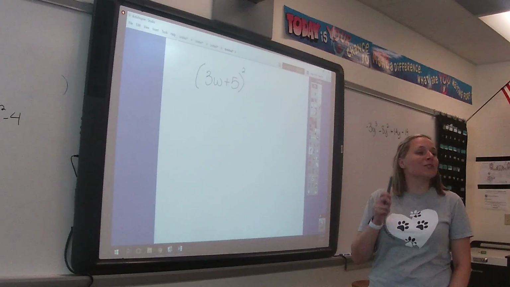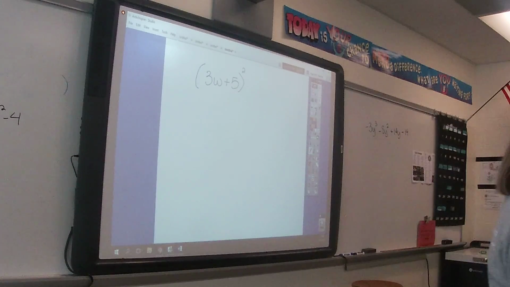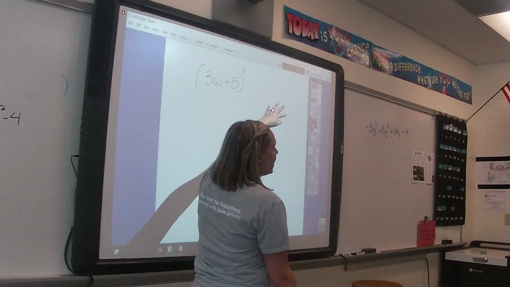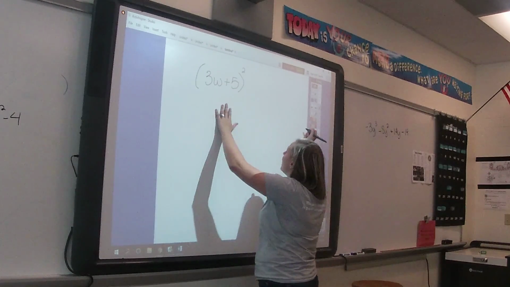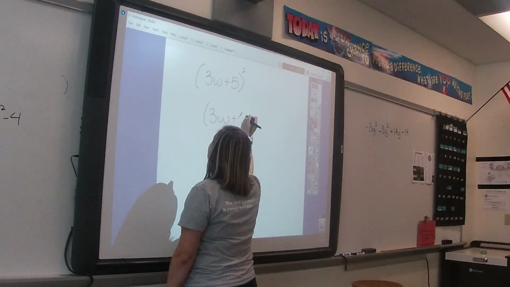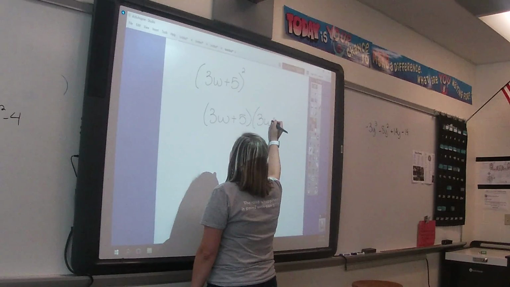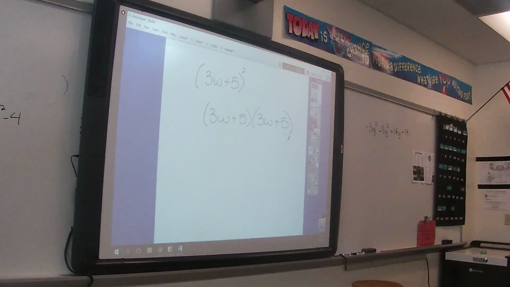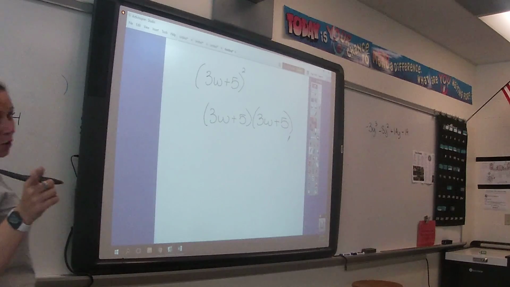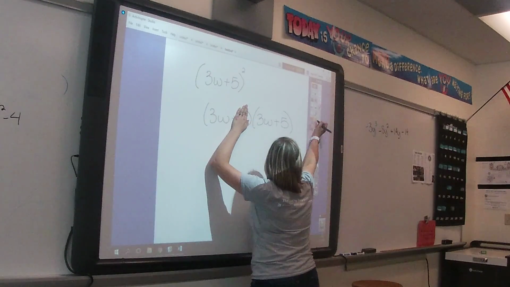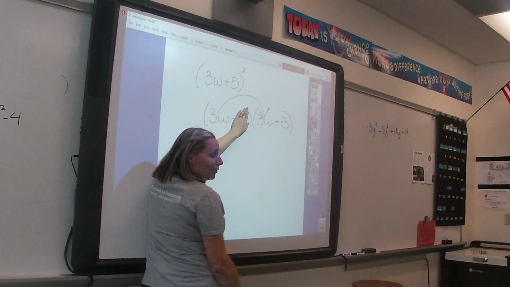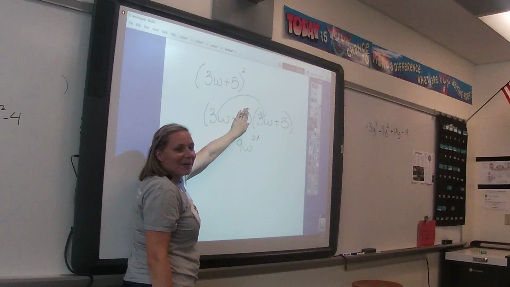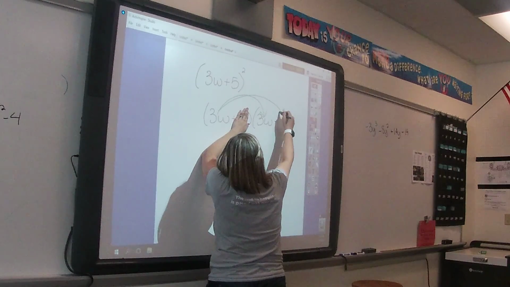The reason why is because what does an exponent of 2 tell us to do? Multiply the base by itself, right? What is the base here? 3w plus 5, so we need to multiply it by itself. Doesn't this look like what we just looked at? 9w squared plus 25? No, because that's not how we multiply these. We ignore this, we have to distribute. 9w squared.